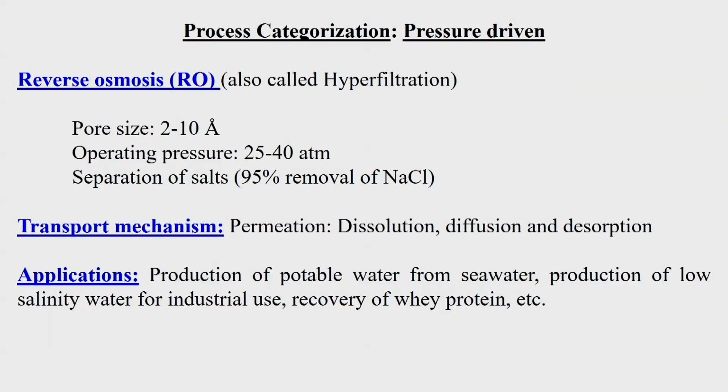Now, the last process is the reverse osmosis process. This is also called hyperfiltration. Pore size is 2 to 10 angstrom, but we generally say this is a non-porous membrane, or a highly dense membrane. The operating pressure is very high. So, 25 to 40 atmosphere pressure is required for conducting the reverse osmosis process, and here almost 95% of the NaCl is removed by the reverse osmosis membrane, and the transport mechanism will be permeation, that is dissolution, diffusion, and desorption only.